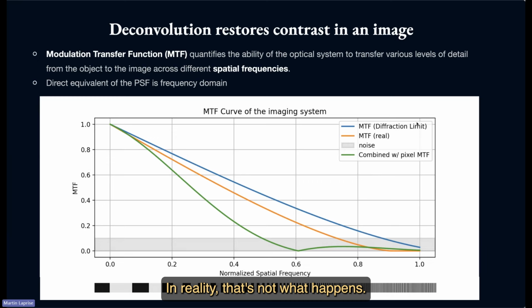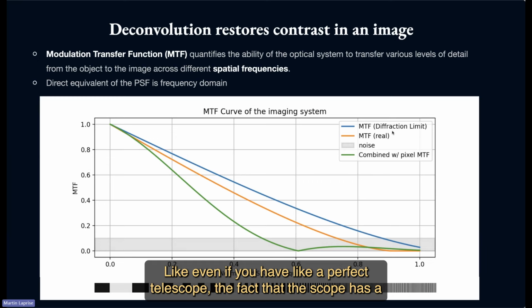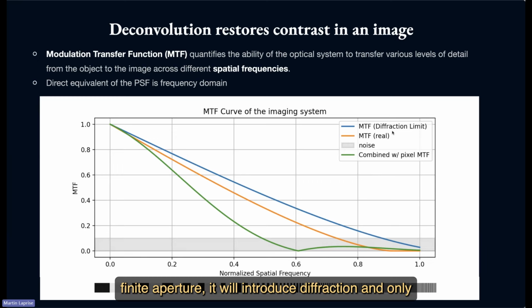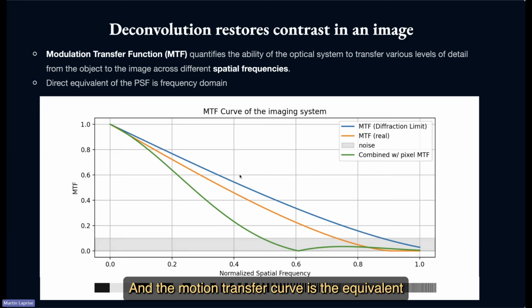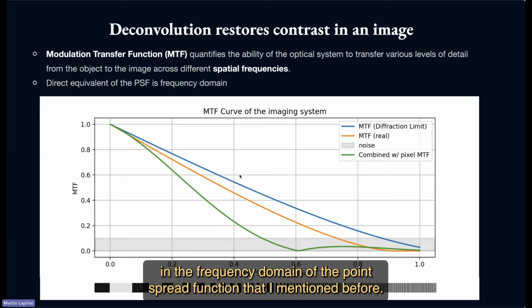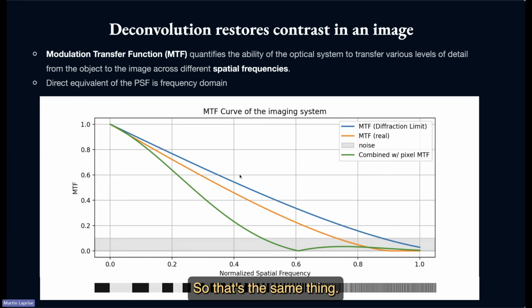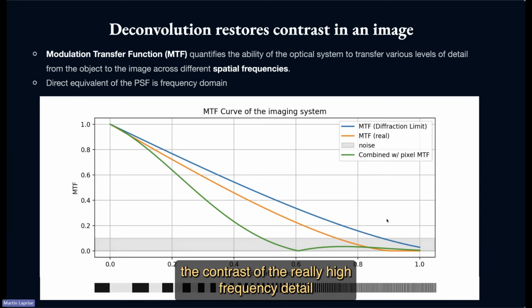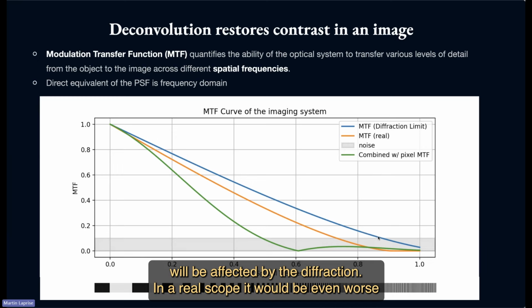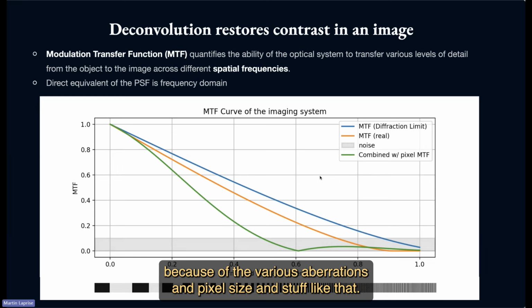In reality, that's not what happens. Any system has some kind of limit. Even if you have a perfect telescope, the fact that the scope has a finite aperture will introduce diffraction, and that diffraction alone will affect the MTF curve, the modulation transfer curve. The modulation transfer curve is the equivalent in the frequency domain of the point spread function that I mentioned before. It's the same thing, essentially visualized differently. And you can see here, even for a diffraction-limited telescope, the contrast of the really high frequency detail will be affected by the diffraction. In a real scope, it would be even worse because of the various aberrations, pixel size and so on.